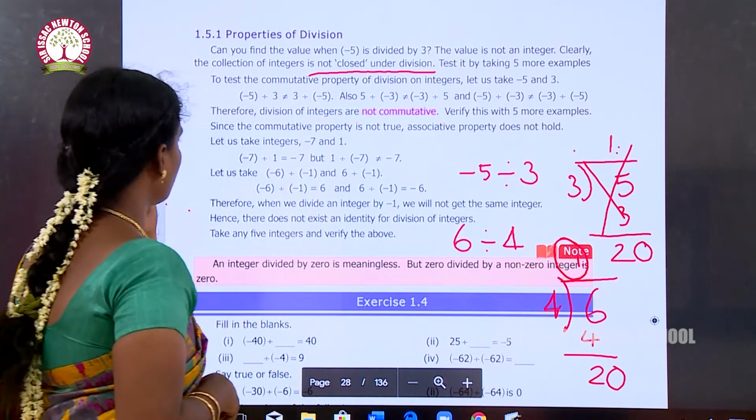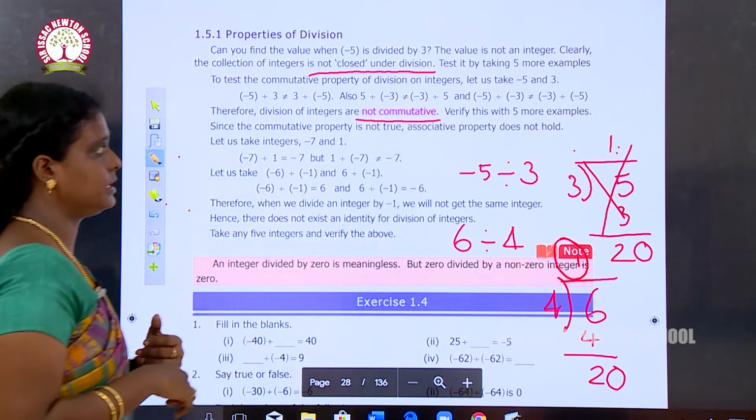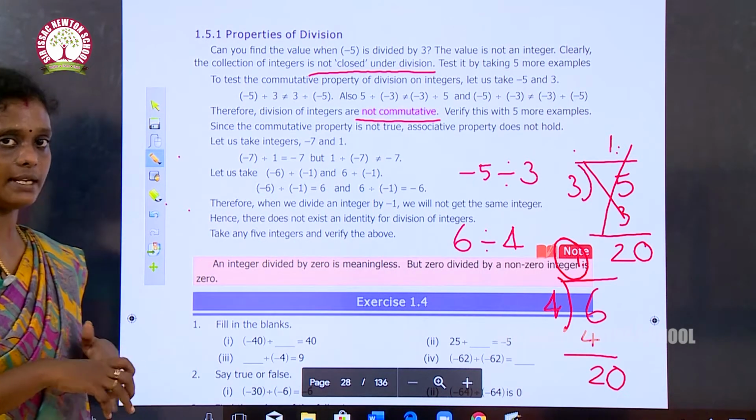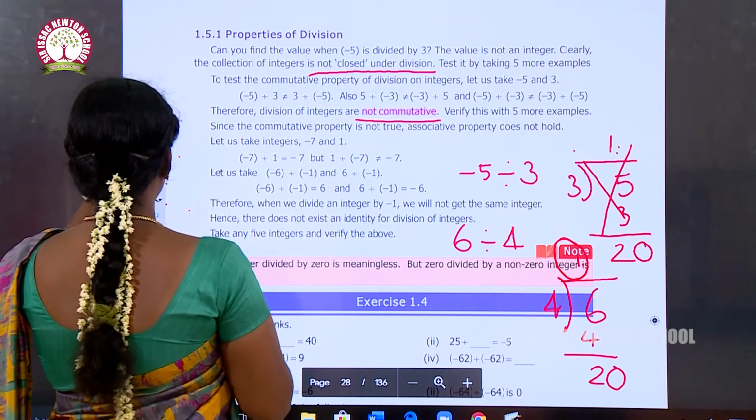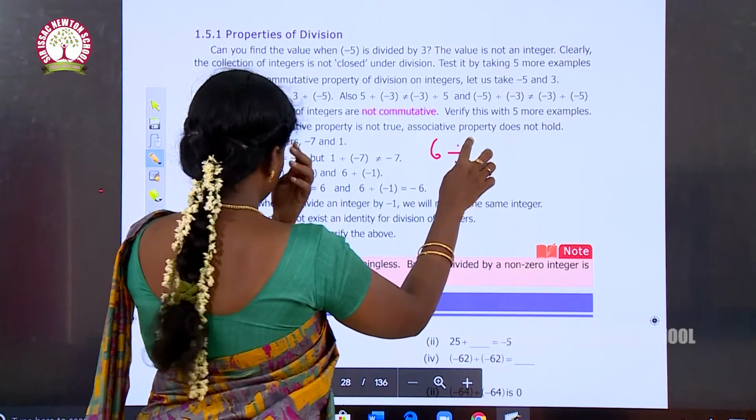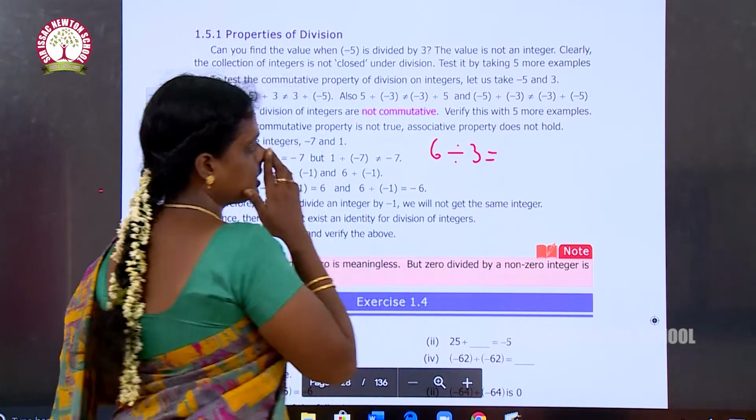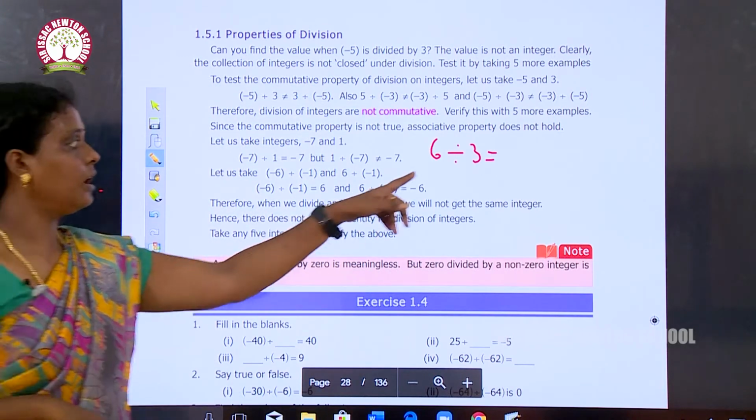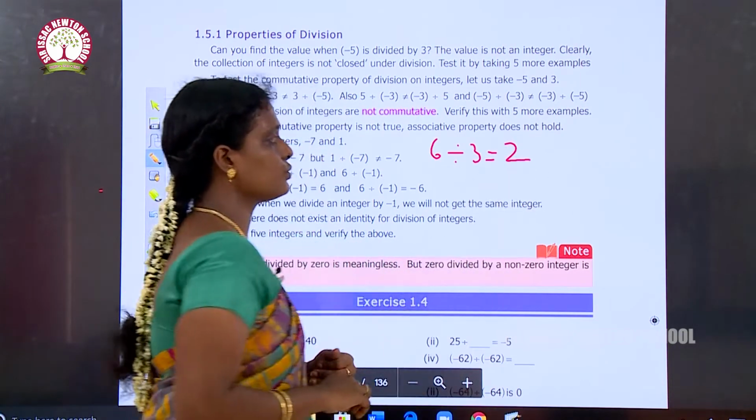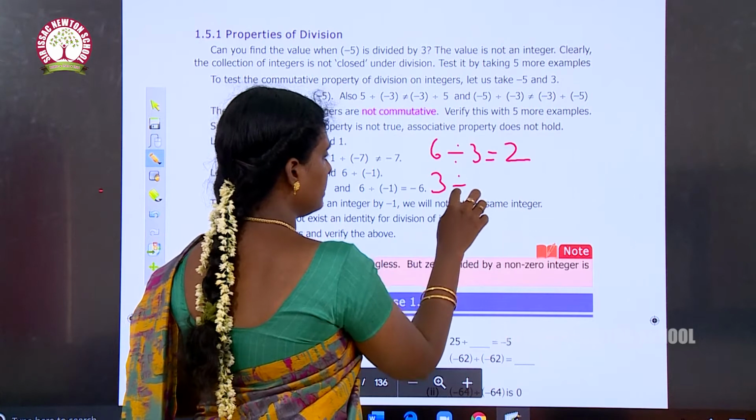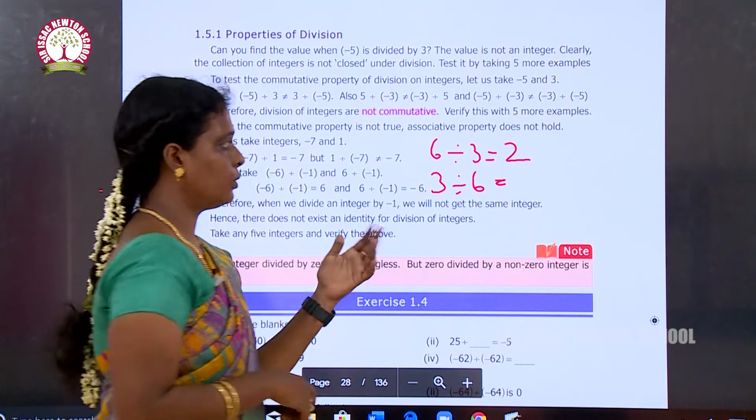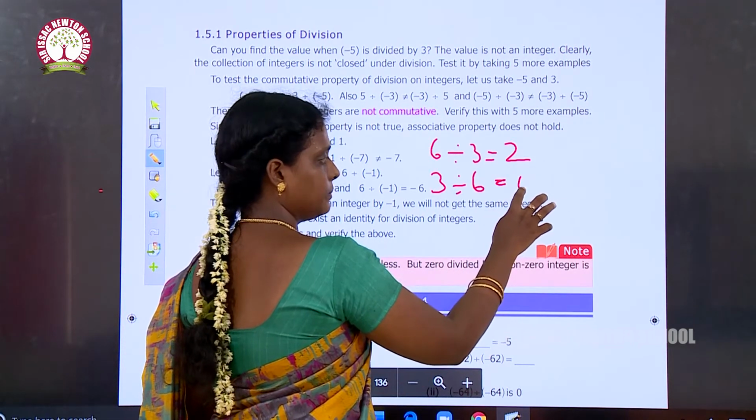And the second property is the commutative property. Commutative property means changing the order should not affect the answer, right? Here I am taking 6 divided by 3. What is 6 divided by 3? How many 3's in 6? 2. So the answer is 2. Then what about 3 divided by 6? Will you get an integer answer for 3 divided by 6? No, it will be a decimal number, right?